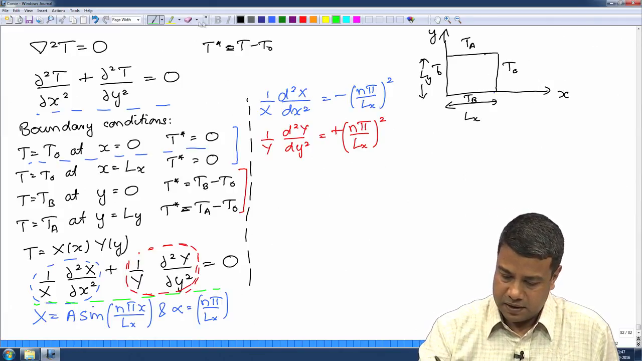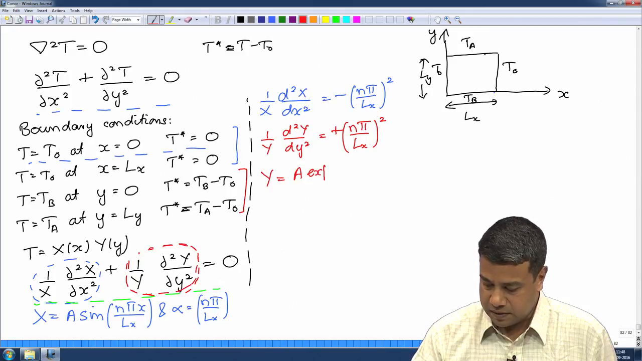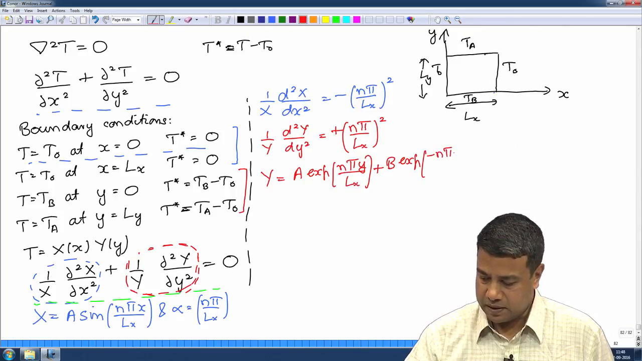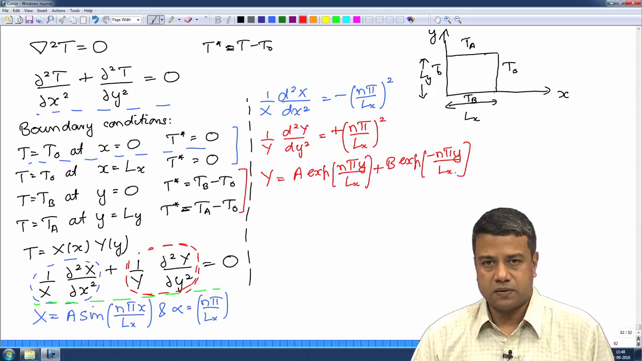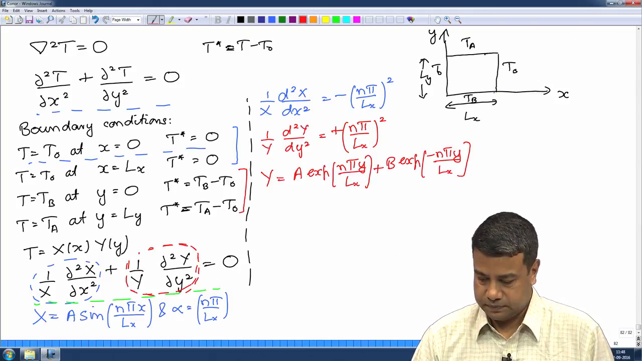This can now be easily solved. Y is equal to A exponential of n pi y by Lx plus B exponential of minus n pi y by Lx. So, those are the two exponential solutions in the y direction.